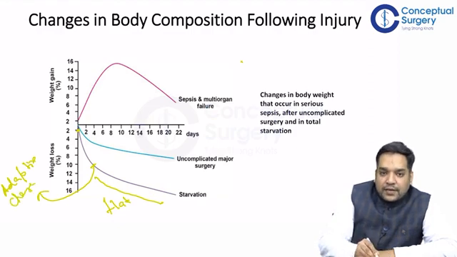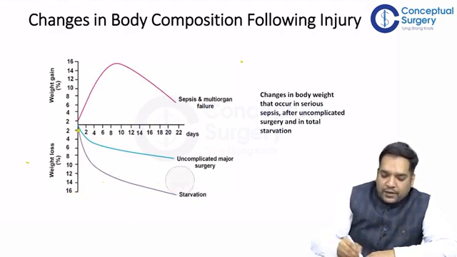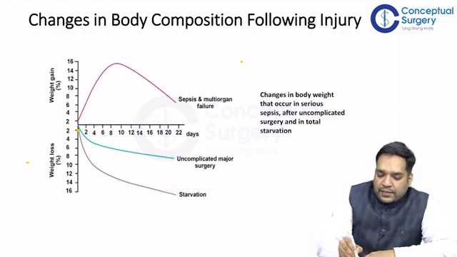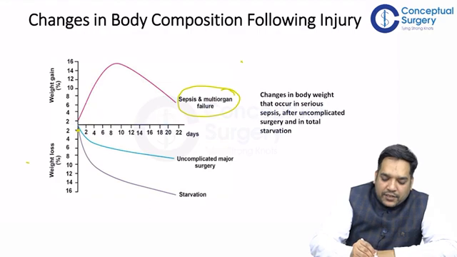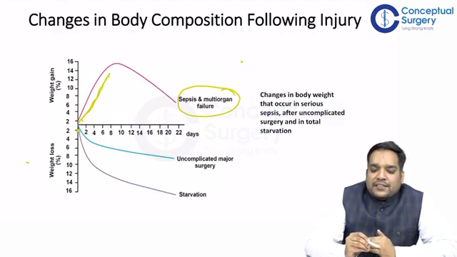So after that, the decline of the weight, the curve has flattened up. So this happened in the starvation. Whereas if we compare in the case of sepsis and multi-organ failure, here we can see that initially there is a weight gain, right? This is the period of weight gain. This is happening because of the initial resuscitation.